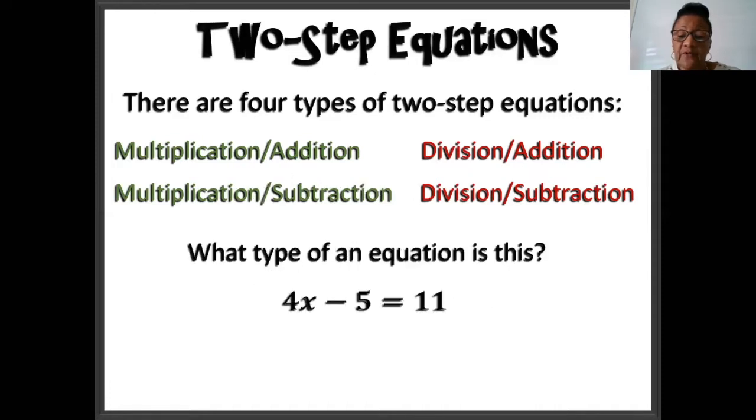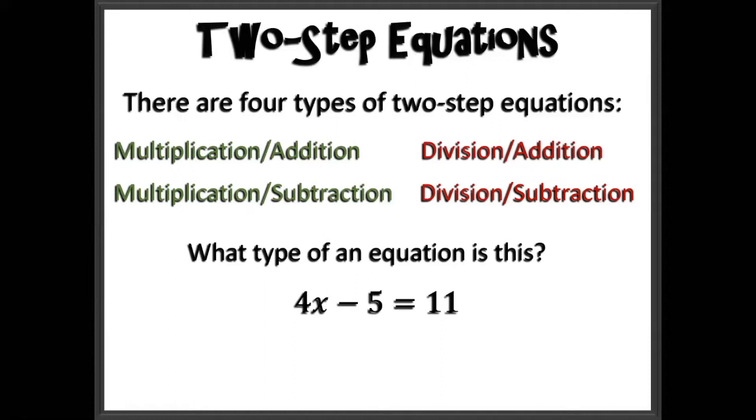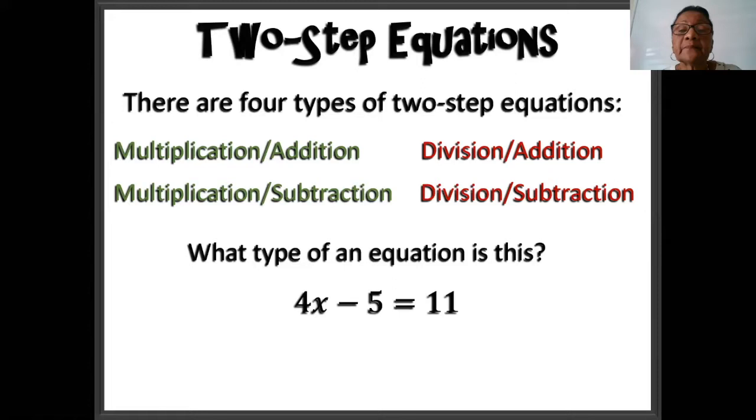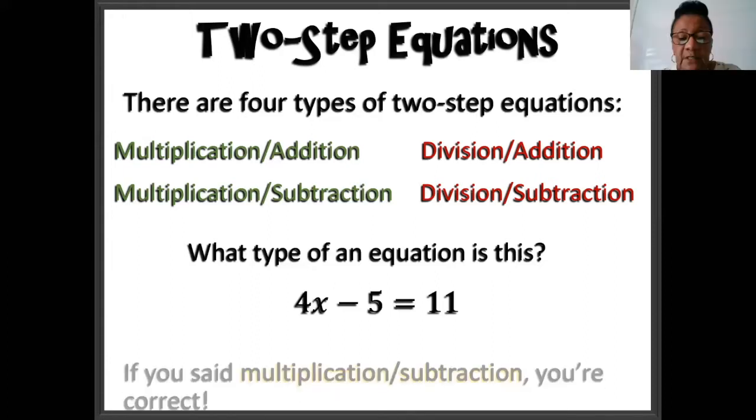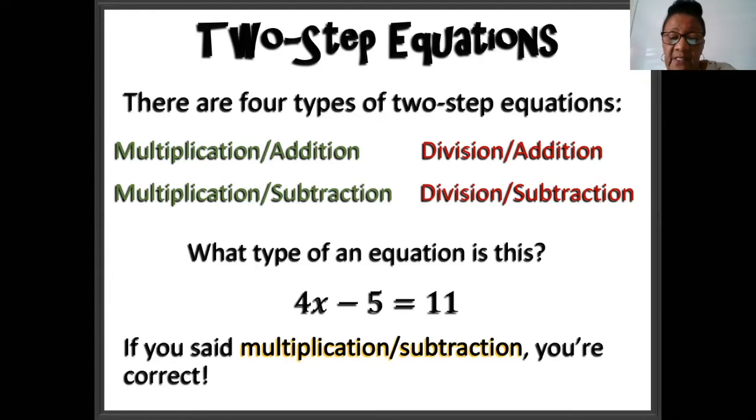Now, what type of equation is this? 4x take away 5 is equal to 11. Which one of the 4 types will we say that one belongs to? Put all of your answers in the chat, please. Okay, do we have answers? Good job, Sarah and Kanisha. It is multiplication and subtraction they're saying. Very good. If you said multiplication and subtraction, you're correct.